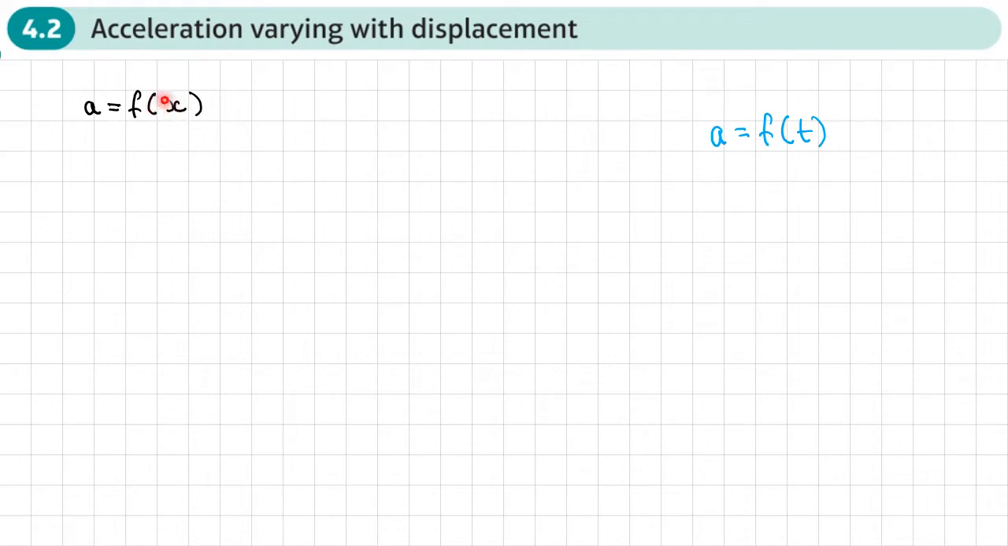But here, the acceleration is dependent on the displacement. So it may be that as an object moves closer to the origin, its acceleration may increase or decrease. It's going to be some sort of function of the displacement. So we want to derive an expression that we can use for these types of questions. So let's write down what we already know.